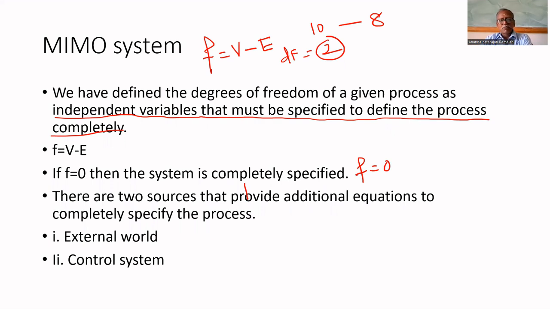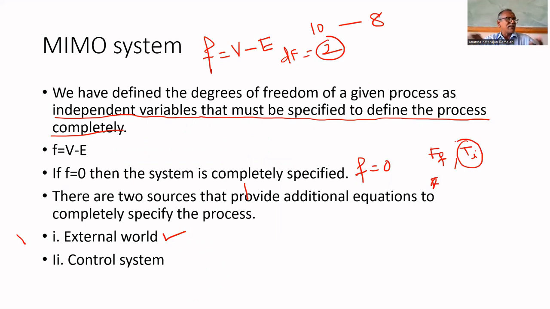To specify completely, there are 2 sources to specify them. One is called external world. External world can be used to specify unspecified variables. To make degrees of freedom equal to 0, we can use 2 sources. One is external world. For example, the feed flow rate is there. Feed temperature, TI, is there.